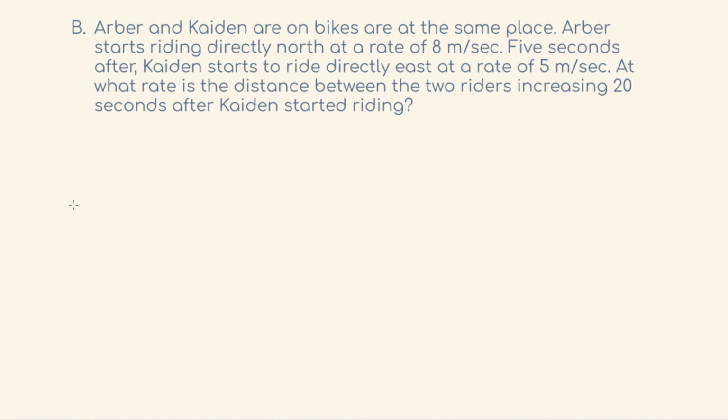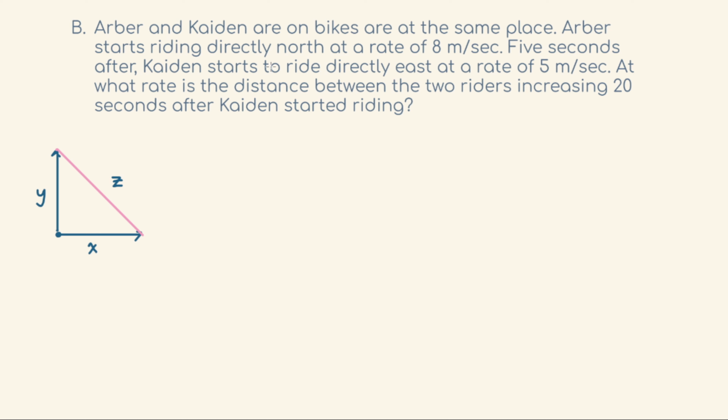So let's say they both started riding right there. Actually, let me draw a little bit nicer. Okay, right there. That's where they started. And Arbor starts riding his bike this way, north, right? And Caden starts riding east. And we're looking for this distance right here between the two of them, right? So let's call this y, let's call this x, and let's call this z.